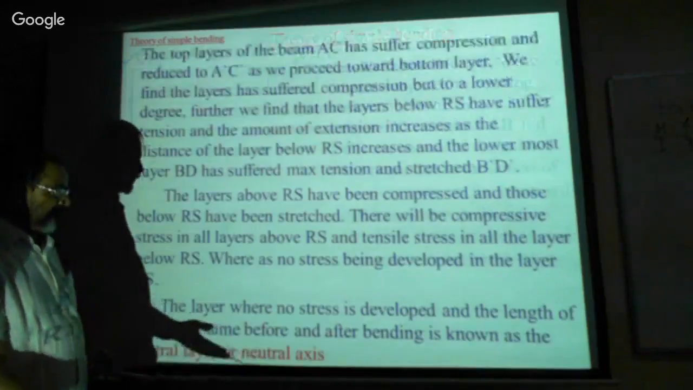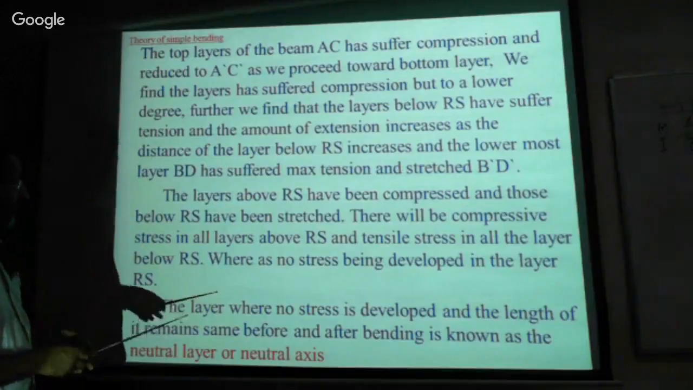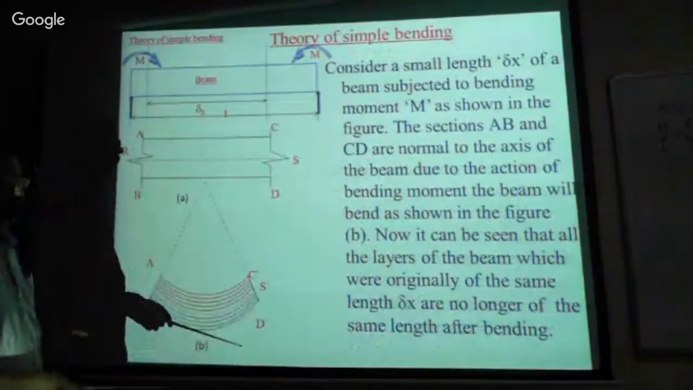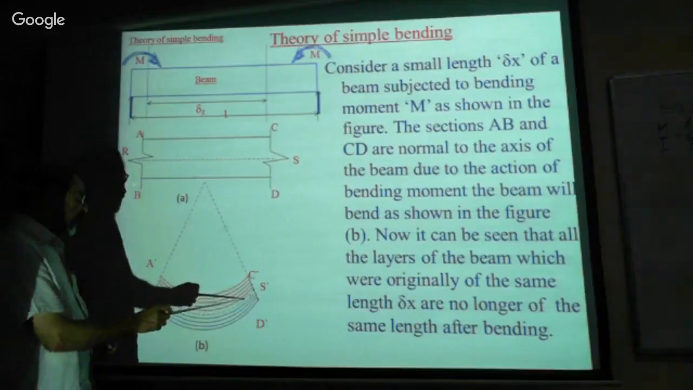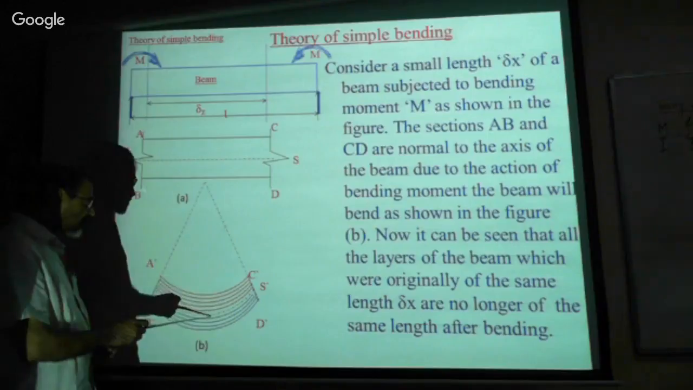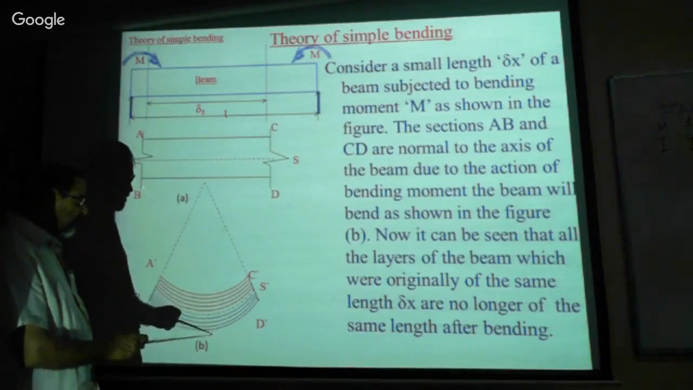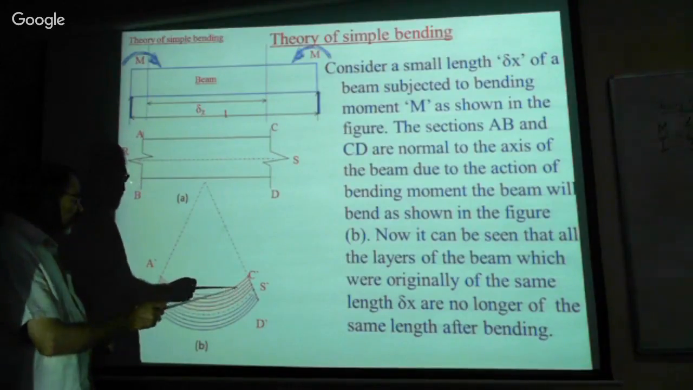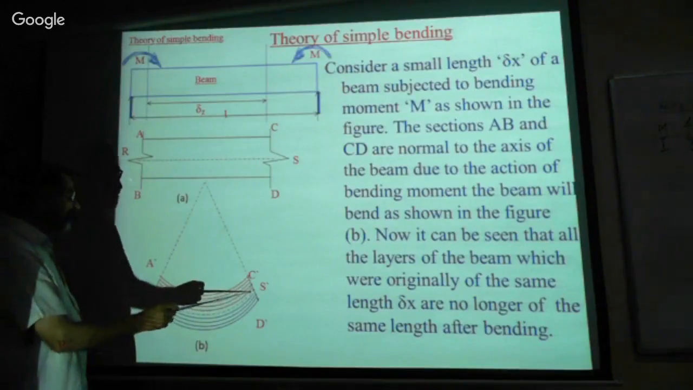Now, continuing, I want to mention one more thing. Now see, this layer has no expansion or no contraction. Above these layers are suffering from compression. Below these layers are suffering from tension, expansion. Therefore, these layers are subjected to tensile stresses. Above this, all the layers are subjected to compressive stress. Whereas this layer has no tension, no expansion or no shortening.